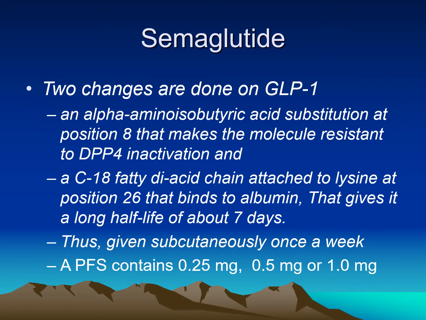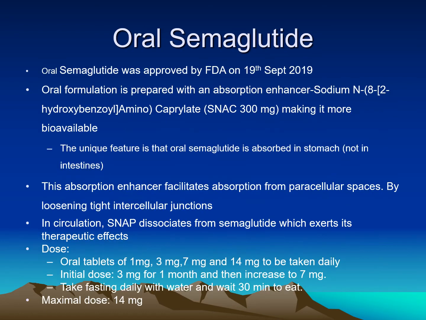Semaglutide is a further development in which an alpha amino isobutyric acid substitution at position 8 of the GLP-1 is done, and that makes the molecule longer acting and DPP-4 resistant. Another change is that a C18 fatty diacid chain is also attached. That makes it longer acting with a half-life of 7 days. So, subcutaneous semaglutide has a half-life of about 7 days. Therefore, it is used once a week and available as 0.25 to 1 milligram pre-filled pens.